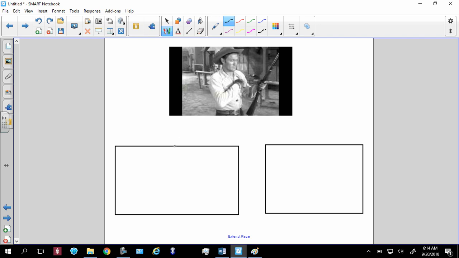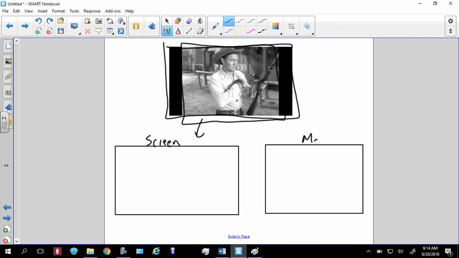All right, so the screen would represent the entire thing. So the entire thing would be the screen right here. All right, and then the inside part, which is right here, would be the other rectangle, and I'm just going to call this the man.